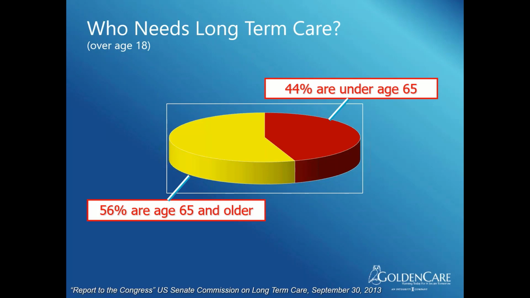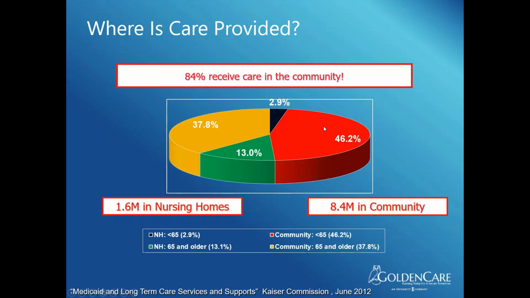Okay, another misconception. Everyone always thinks this is old people insurance. This stat actually, when I first started doing this, 25 years ago or 20, it always surprised me too: 44% of people who need long-term care are under age 65. 56%, of course, would then be older.